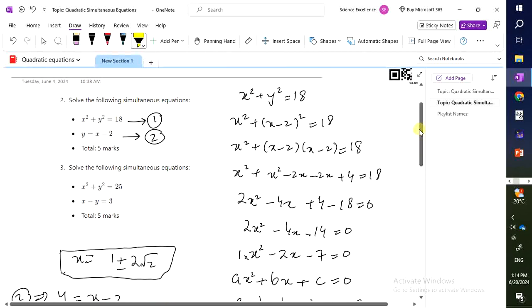So that's it for today. You can try this question on your own, and you can check the solutions by substituting your values of x and y back into one of the equations, and it should satisfy the equation. And you can try question number 3 on your own. Thank you for watching.